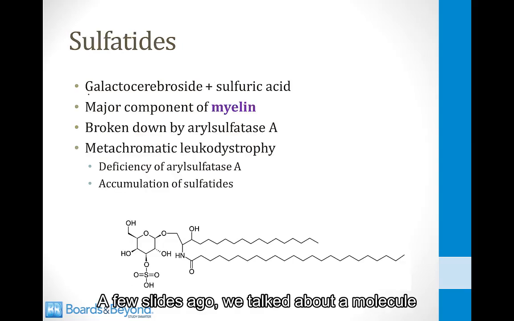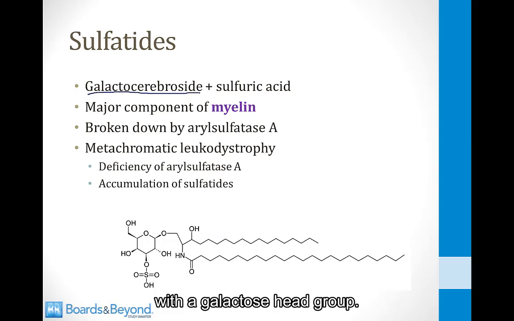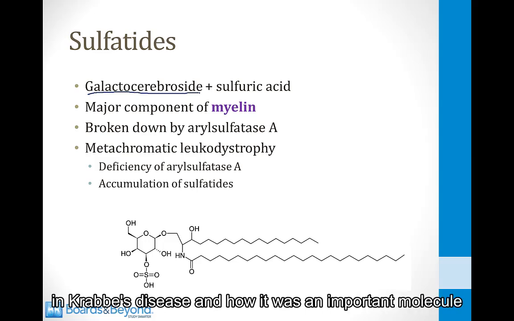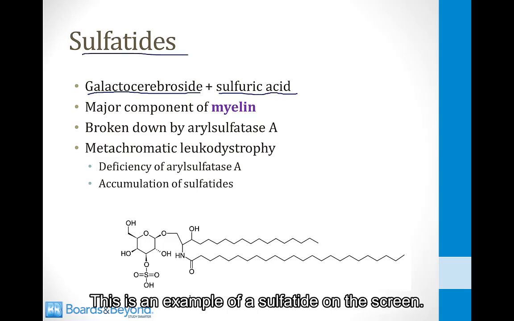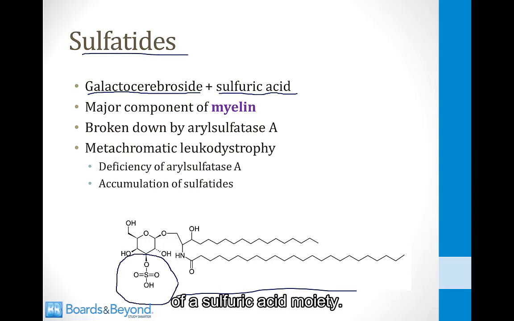A few slides ago, we talked about a molecule called galactocerebroside, which consisted of ceramide with a galactose head group. And we talked about how galactocerebroside accumulated in Krabbe's disease and how it was an important molecule for myelin. Well, if you add sulfuric acid to galactocerebroside, you get a structure called a sulfatide. This is an example of a sulfatide on the screen. It's similar to galactocerebroside except for the addition of a sulfuric acid moiety.